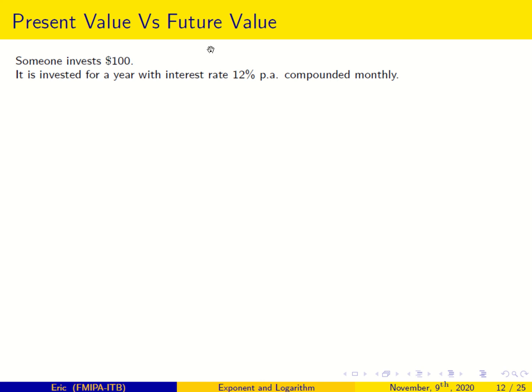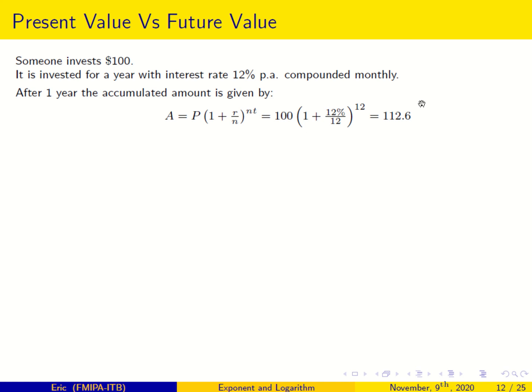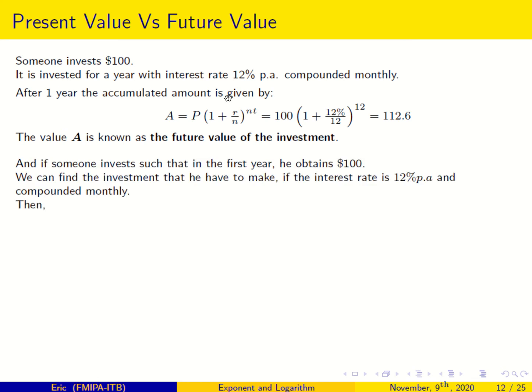And the last one is the present value and future value. So if someone invests $100 just one time, it is invested for a year with interest rate 12% PA compounded monthly. So in 1 year I have this amount. Okay, and this one we also call the future value of this investment. Don't forget the investment is just a one-time investment, and you leave it alone until 1 year. And okay, future value.